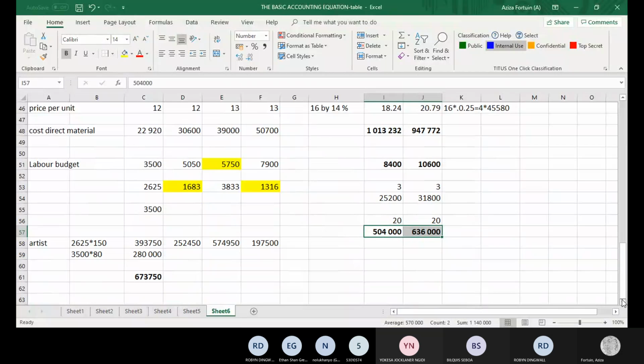As easy as eating pie. Okay, so when we come back, we're going to continue with the variable overhead budget, the closing inventory budget, and all the rest of the budgets.